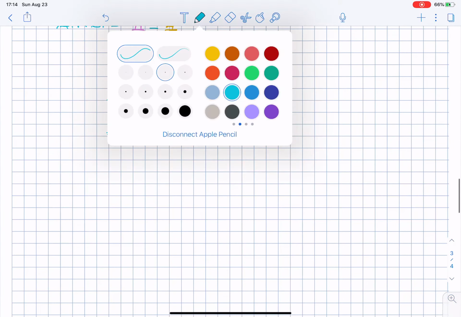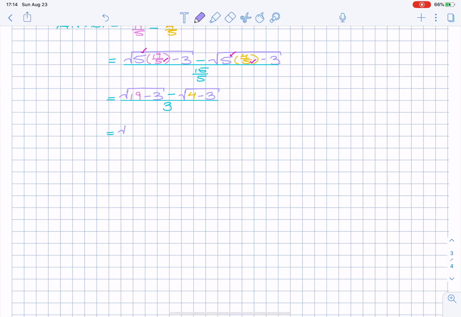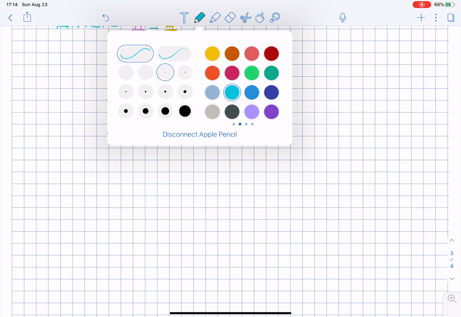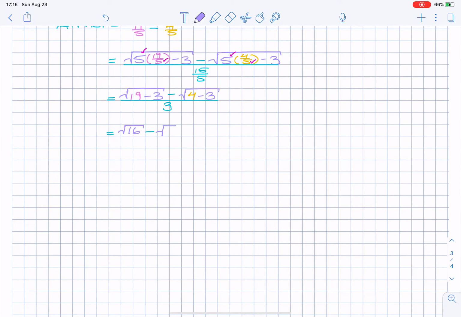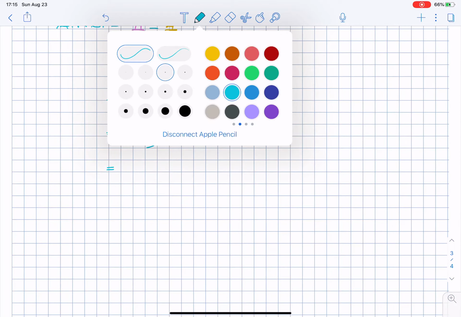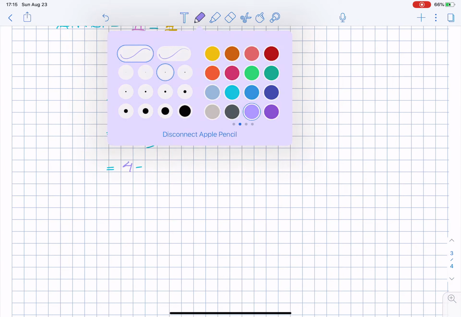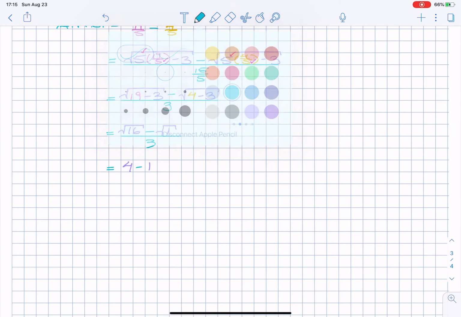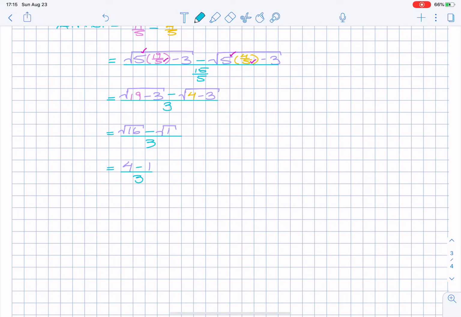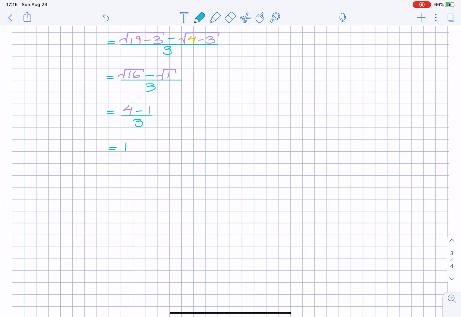Okay, so what do I have? 19 minus 3 is 16. So I have root 16 minus 4 minus 3 is 1. The square root of 1 all over 3. Okay, so root 16 is 4 minus the square root of 1. Positive square root of 1 is 1 all over 3. So 3 divided by 3 is 1. So that is the average rate of change for that function on that specific interval.